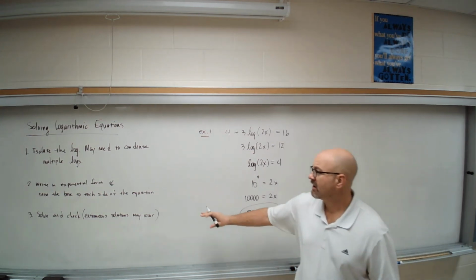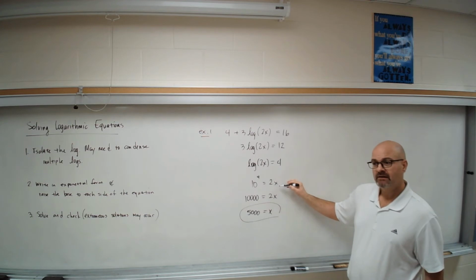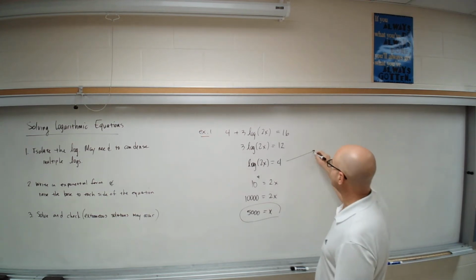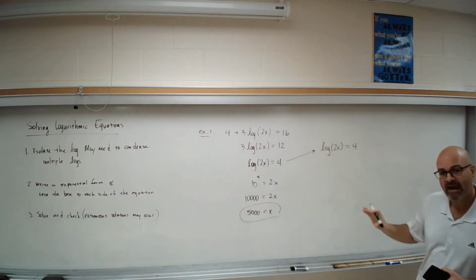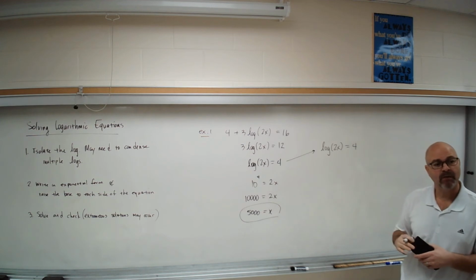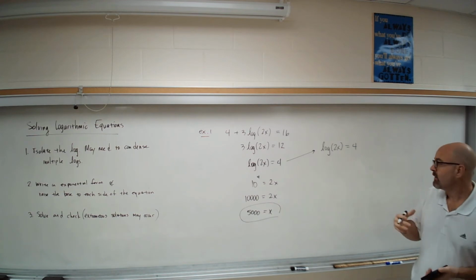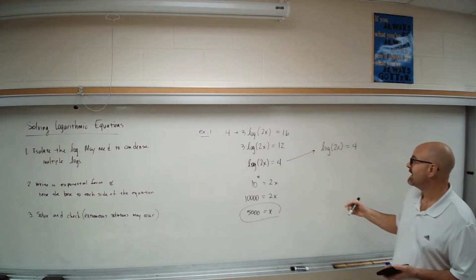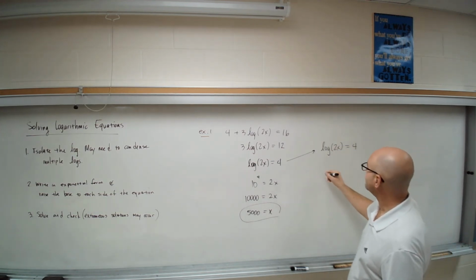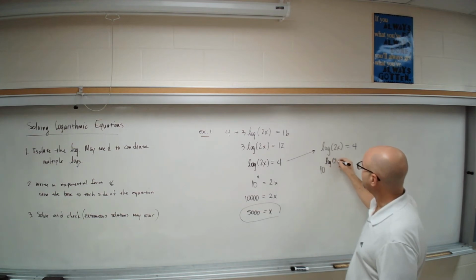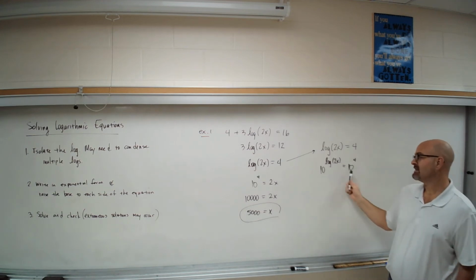The one thing I mentioned on the second step here is if you're not feeling great about switching forms. It's an extra step, but it might really help you. If we have this and we know we want to get it in exponential form, we know this log is a common log. It has a base of 10. So we can exponentiate both sides, meaning I can make each side be an exponent of the same base. So we could write it as 10 to the common log of 2x equals 10 to the 4th power. They both have the same base.